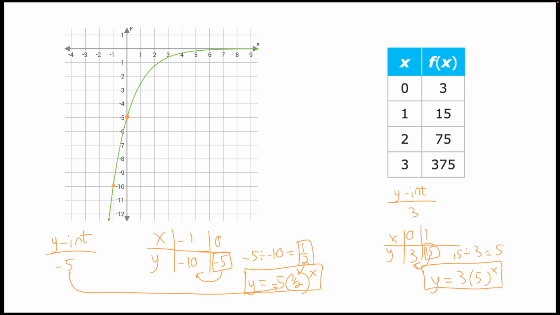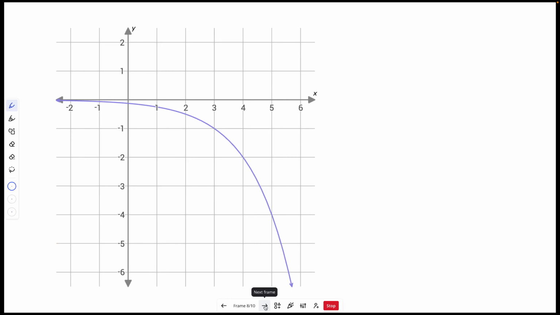And for the second problem, here is the work. You should have gotten y equals 3(5)^x.